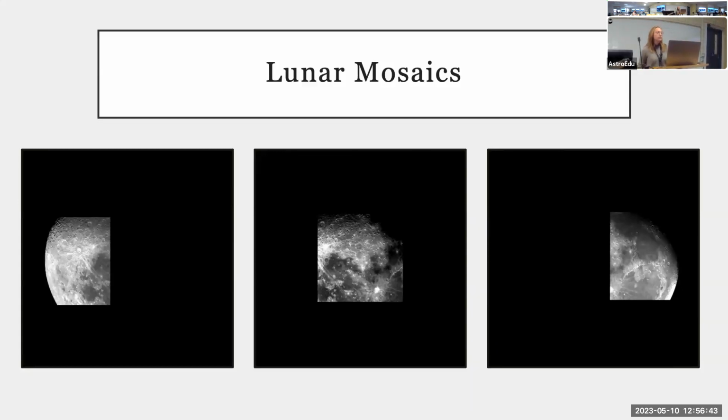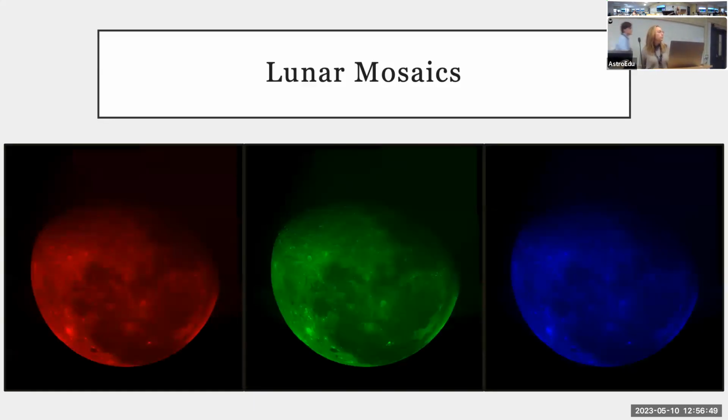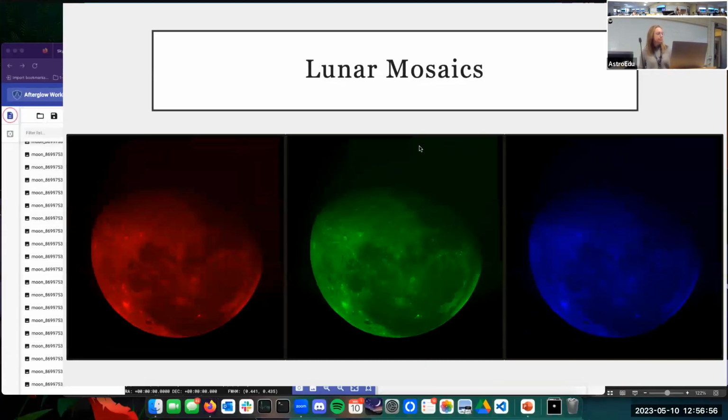So each picture basically looks like this right now. And what we're going to do is we're going to put them together until we get 3 pictures like this. And then we'll just combine them. And then we can adjust them and we'll have a full color picture of the moon.